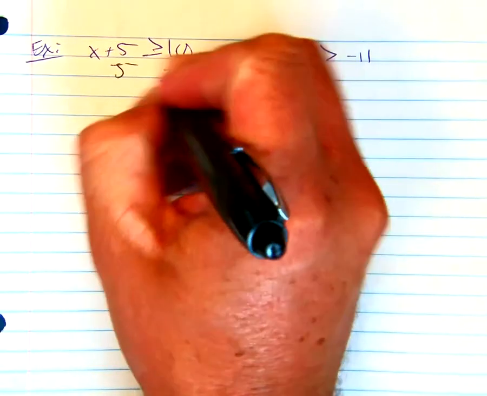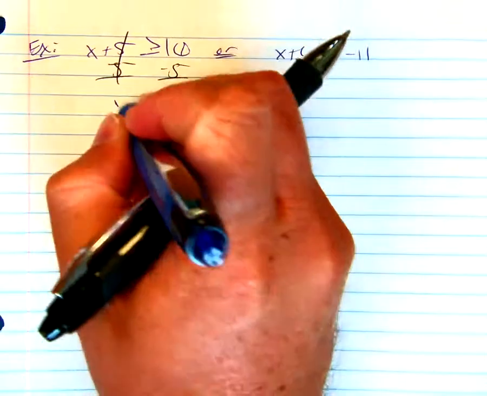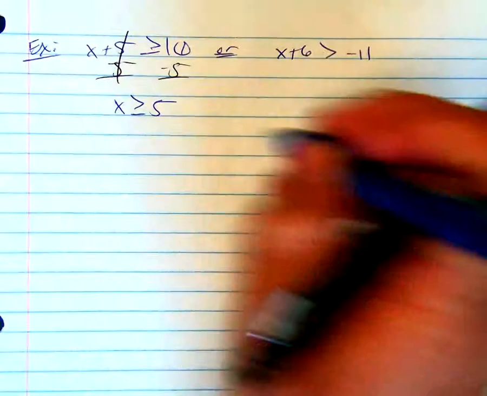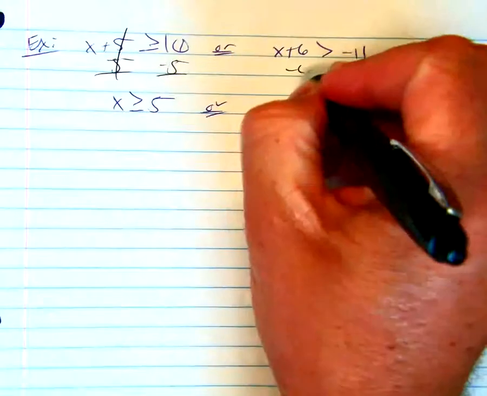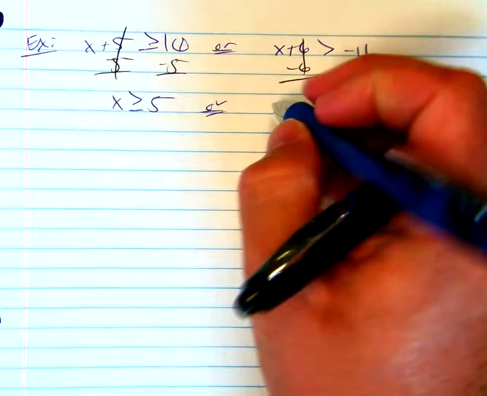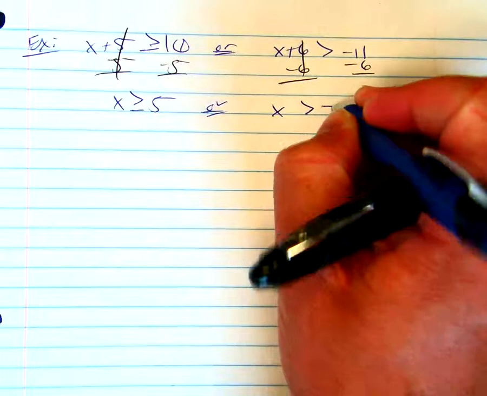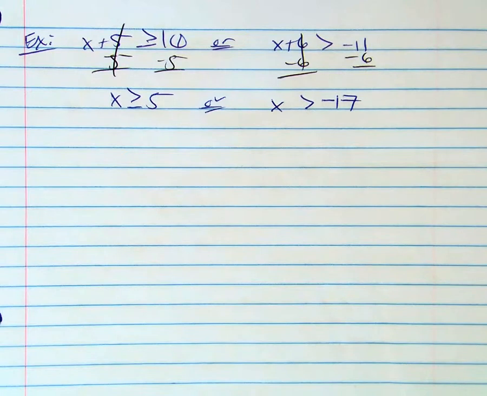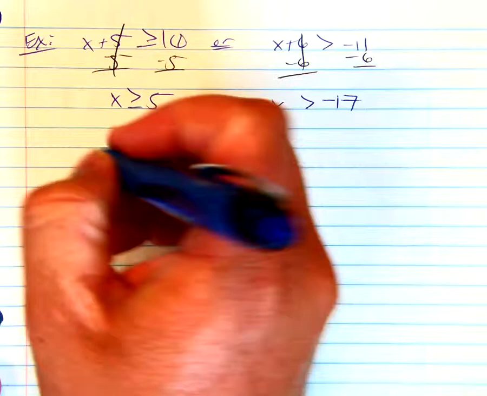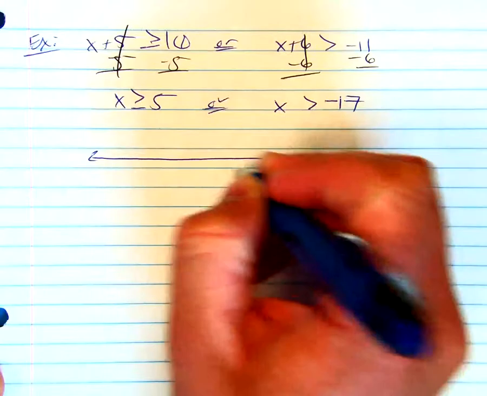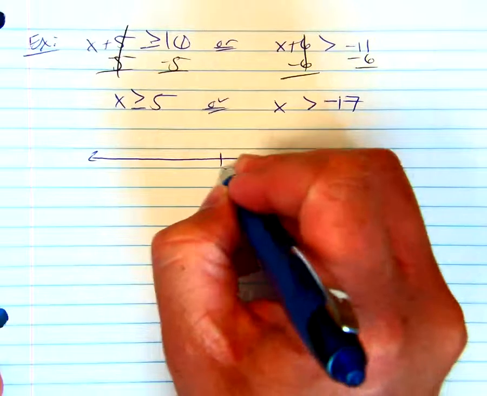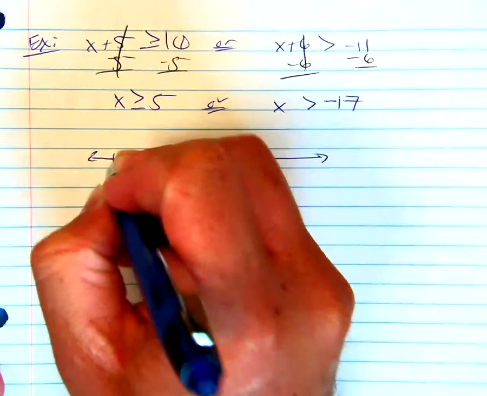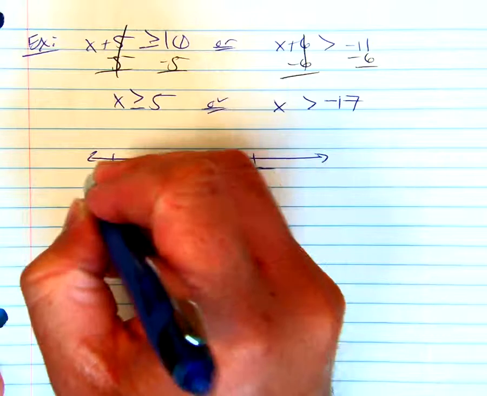So for this one, if we go ahead and subtract 5 on both sides, we get x is greater than or equal to 5. Or, if we subtract 6 on both sides of this one, x is greater than negative 17. So again, this is not about the solving, it's about the graph at the end. And the graph at the end for this one's a little bit weird. If we set up our number line, we've got 0, negative 5, positive 5, negative 17.